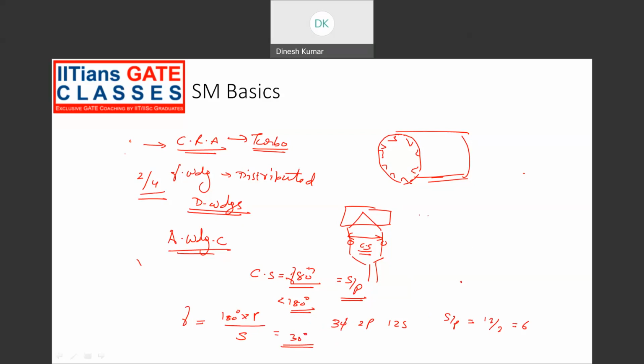Then the electrical angle theta E is given by P by 2 into theta M, where theta M is the mechanical angle and P is the number of poles.